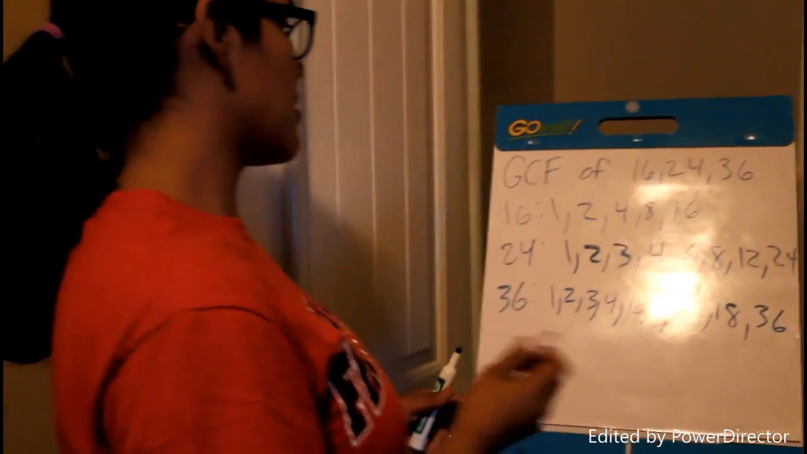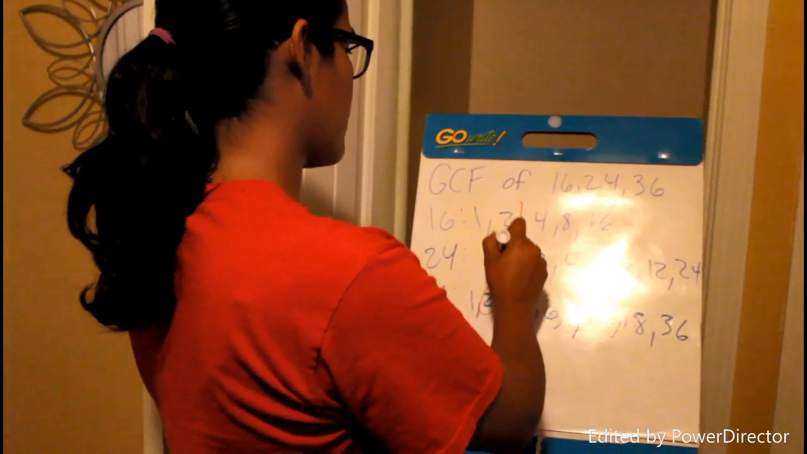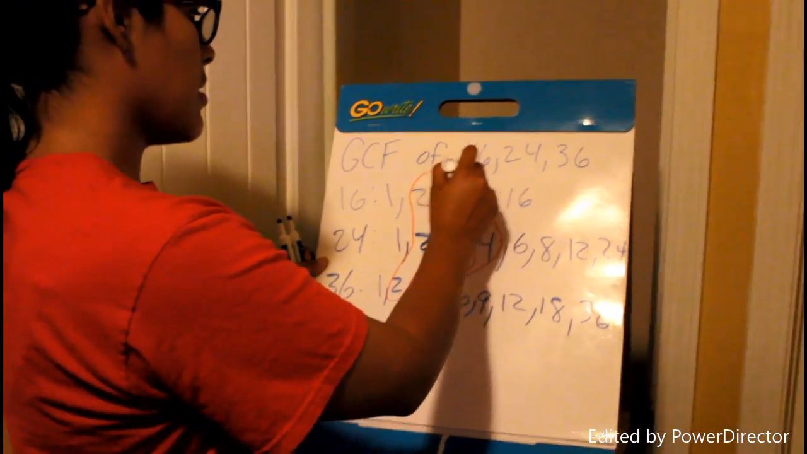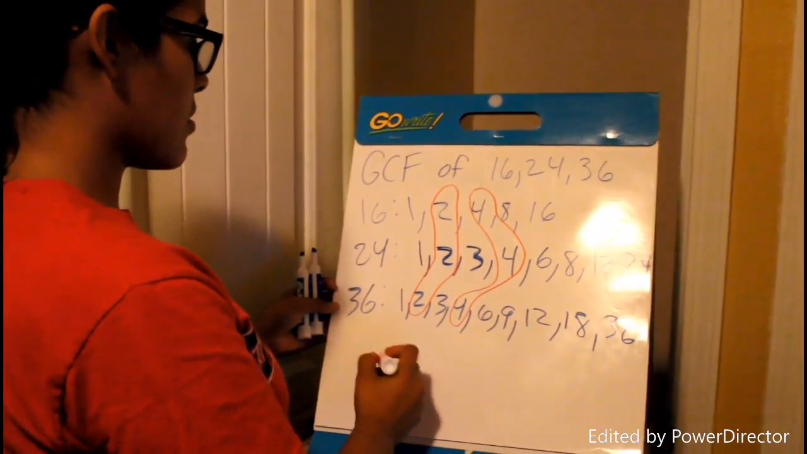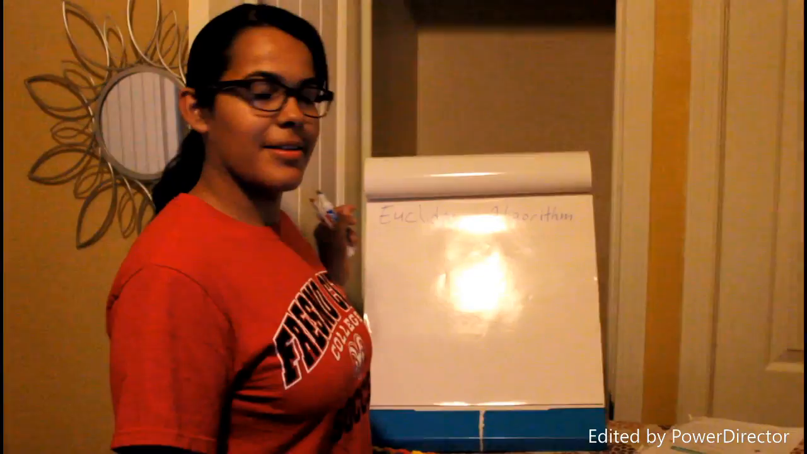So what we do is see what numbers they all have in common. As you can see here, they all have 2's in common, but they also have 4's in common. So because 4 is greater than 2, the greatest common factor equals 4.